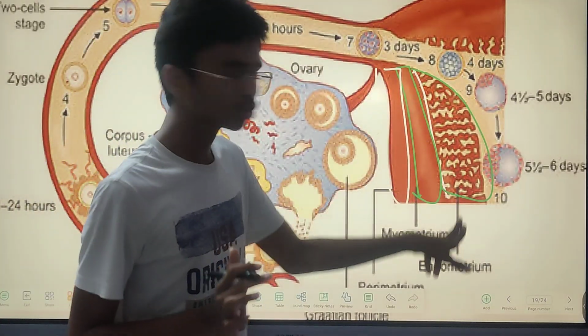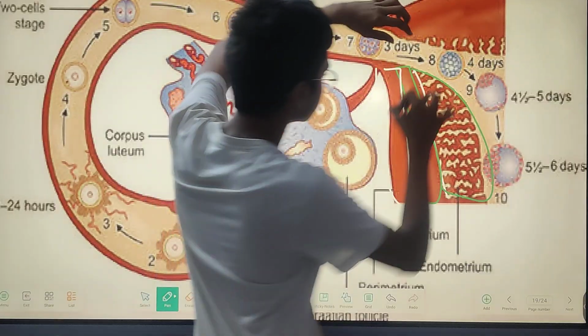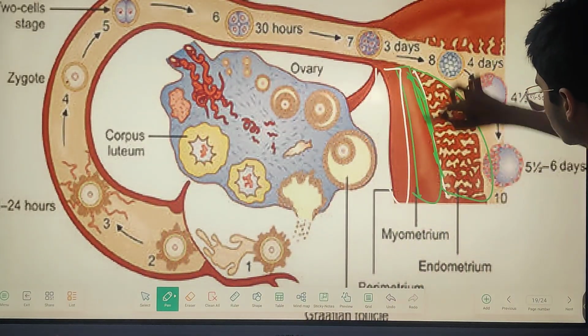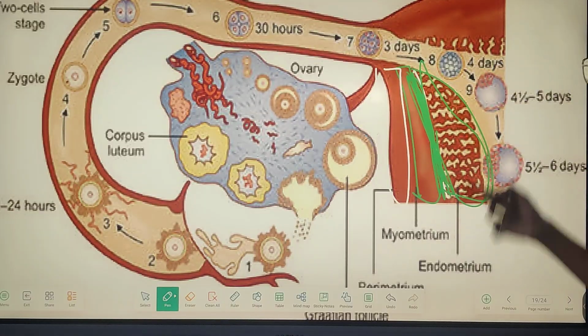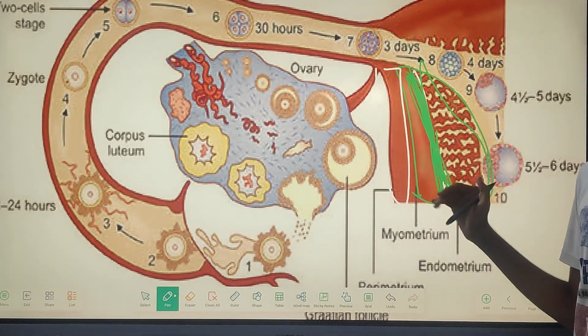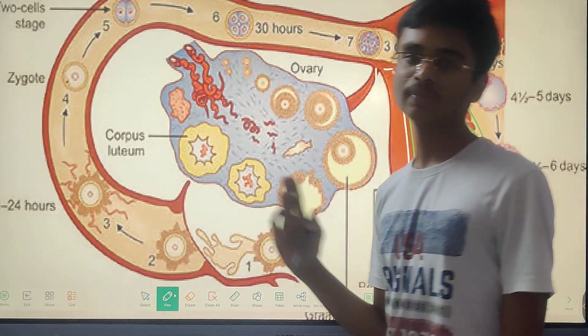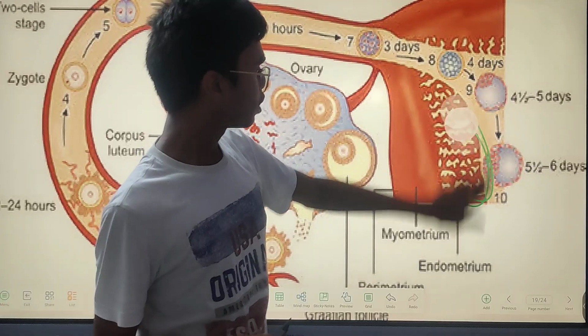But the endometrial lining is not like that. There are gaps, and you can see that a little bit more inside. You can see this total thing as the endometrial lining. The structure itself indicates that the endometrium will be wiped out every month.